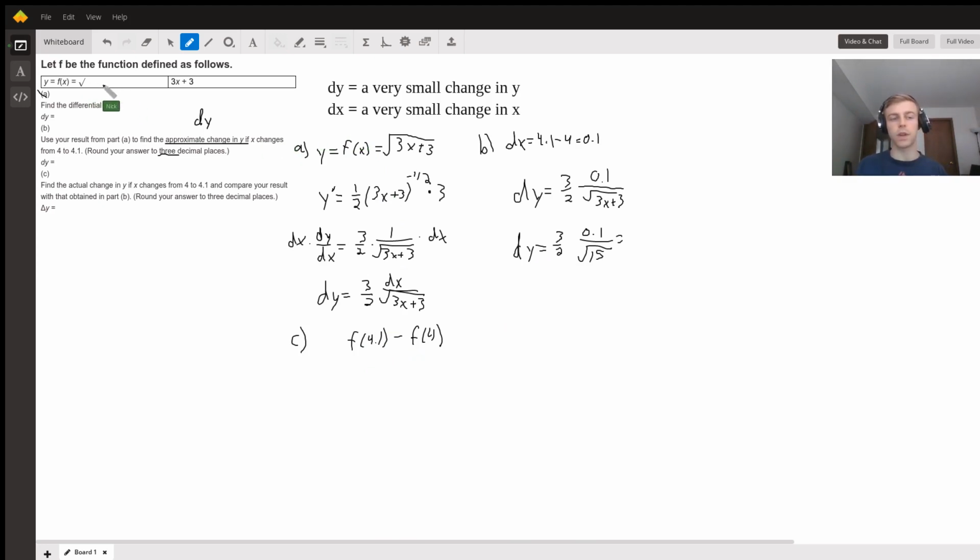And if this isn't quite the same equation, it's the same general process. I think this is supposed to be square root 3x plus 3. But if it's not, you just use a different function. The derivative's different. This equation's different. Otherwise, it's the same general process. You're using this differential to solve for dy specifically, meaning a very small change in y.